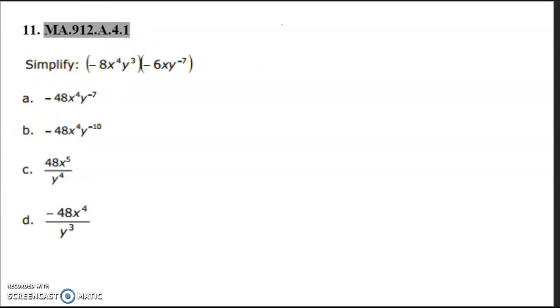So these are two terms and we are multiplying them. When we multiply them, we look for the same things as adding. We look for like terms. There's just different rules. So our like terms here are negative 8 and negative 6. They're just numbers. Then we have x to the 4th and x.